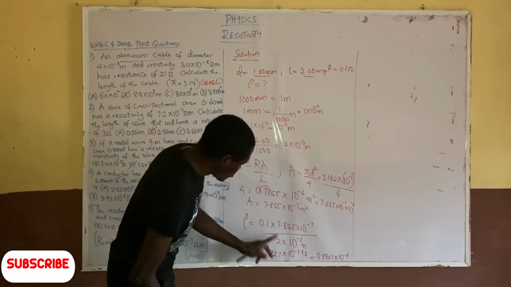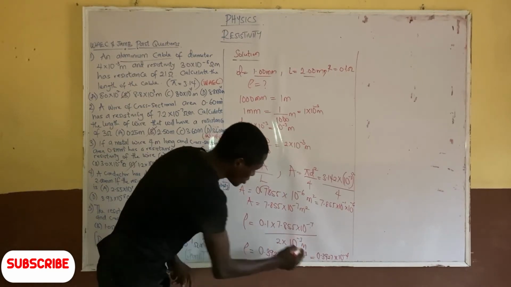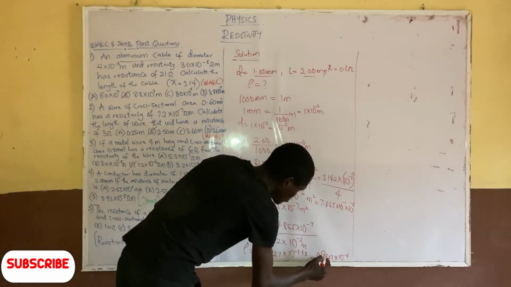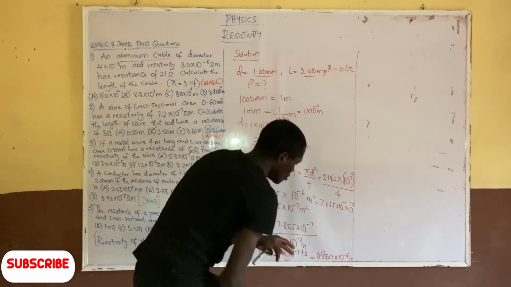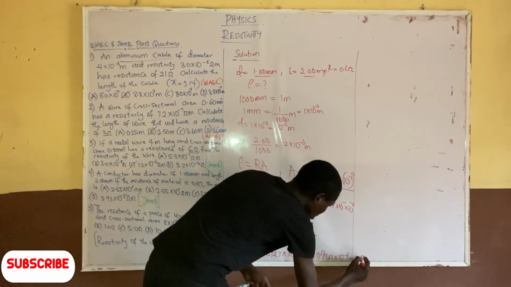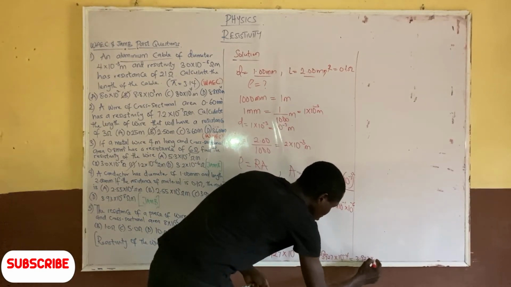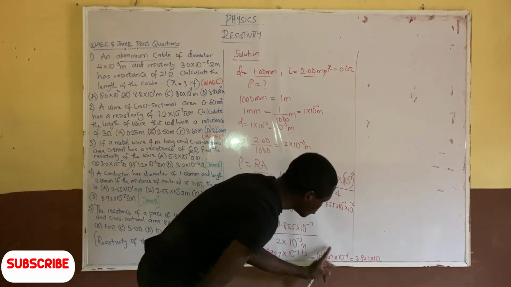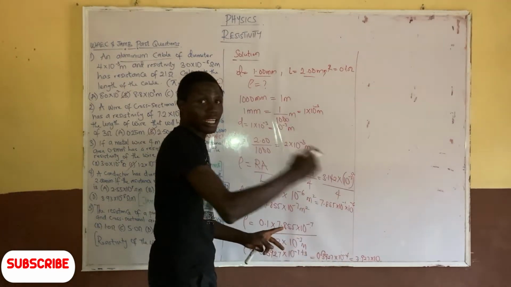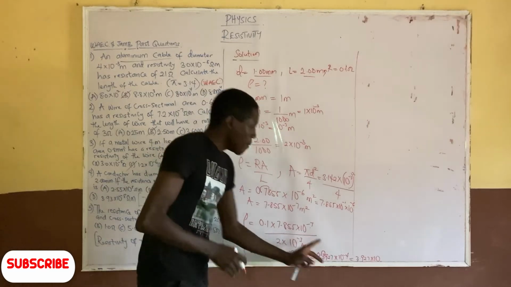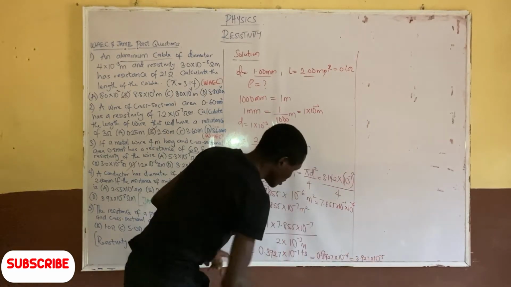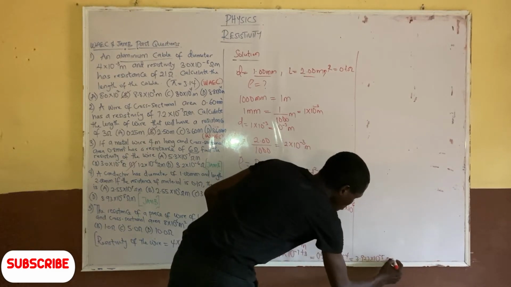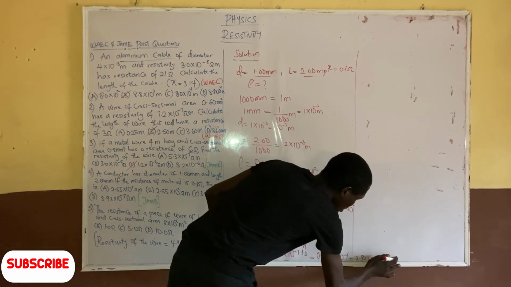When you move this back to standard form, you're moving with minus 1. So the final answer here will be 3.927 times 10 raised to the power, because you have moved the 1 to the right-hand side, minus 1. Minus 1 minus 4 will be minus 5. Now we are calculating resistivity, ohm per meter or ohm meter.